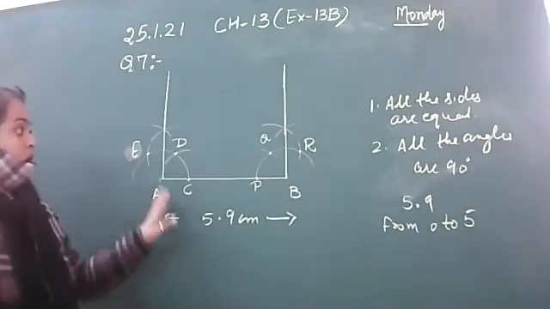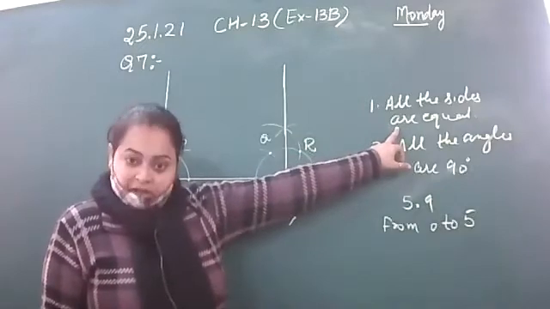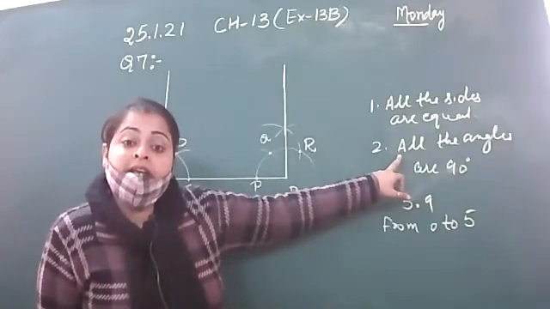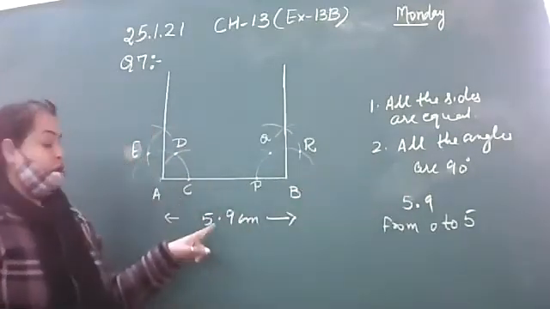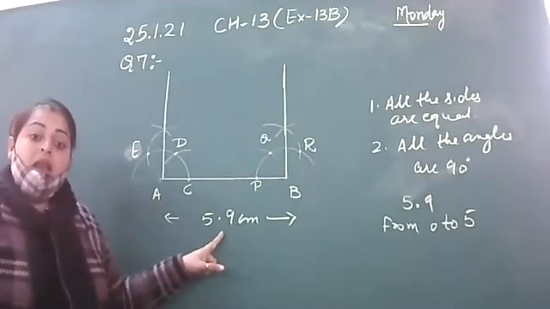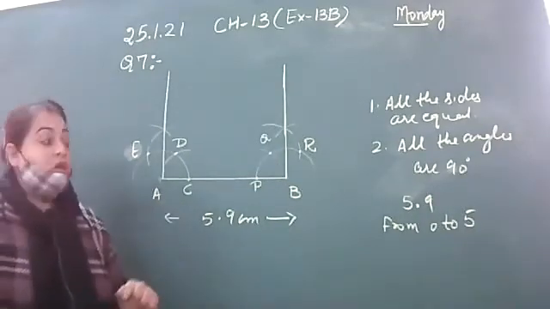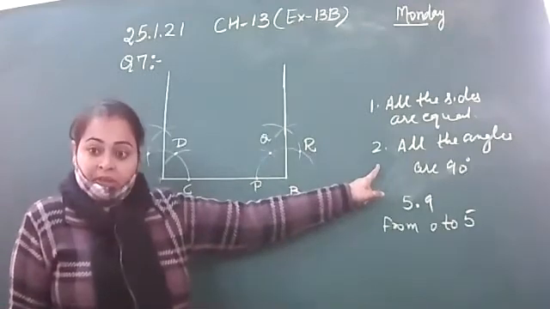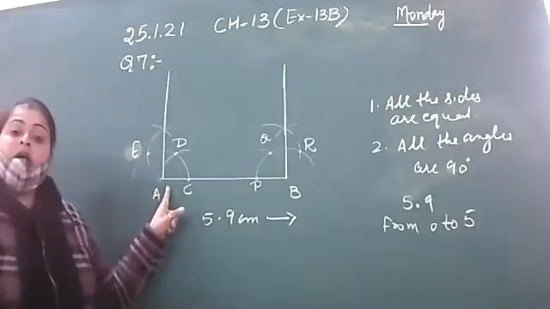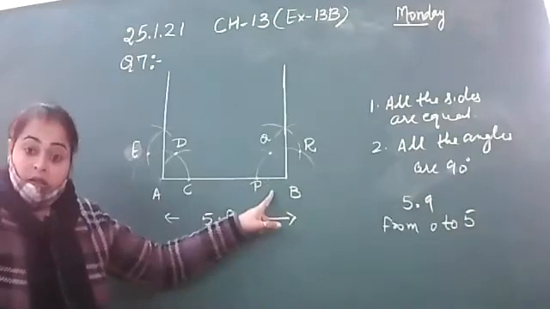Okay, so according to the property, all the sides are equal. This is the first property. The second property is all the angles are 90 degree. So first of all, you will construct a 5.9 centimeter line segment as given in the question. After that, according to the next property, all the angles are 90 degree. You will construct a 90 degree angle at A as well as at B.